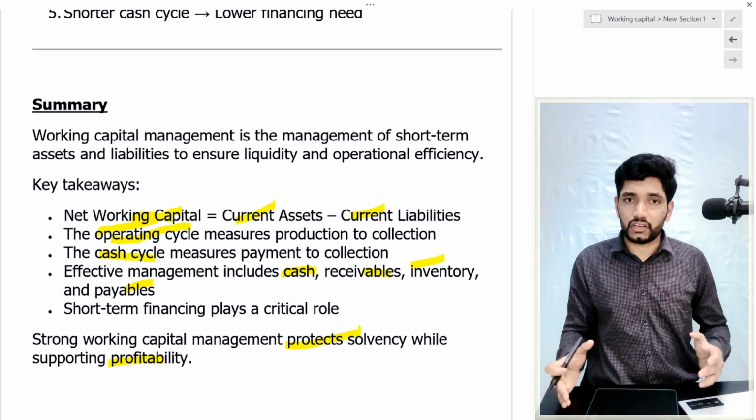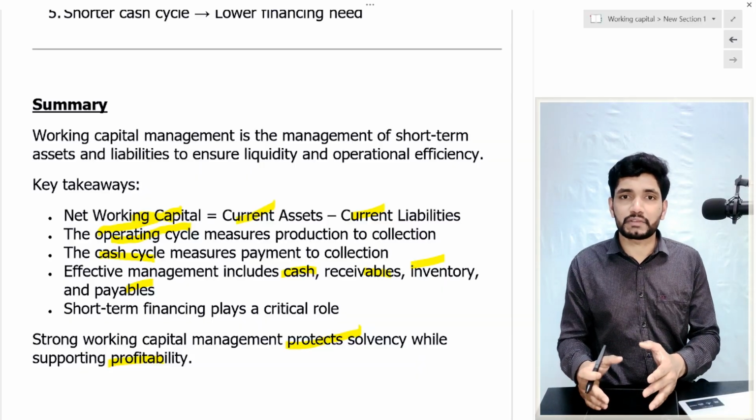So this is about today's discussion. What we discussed today is about working capital management.